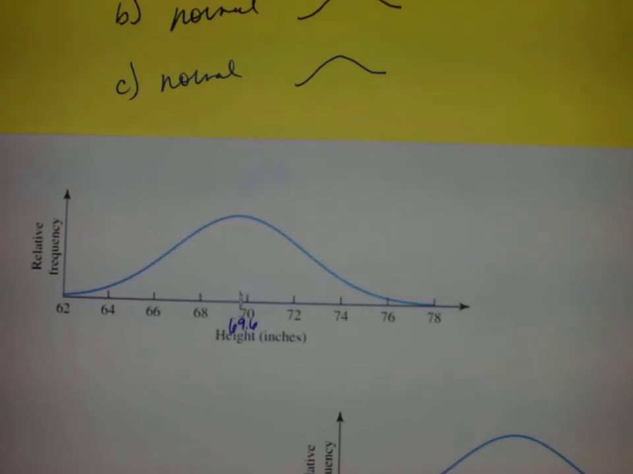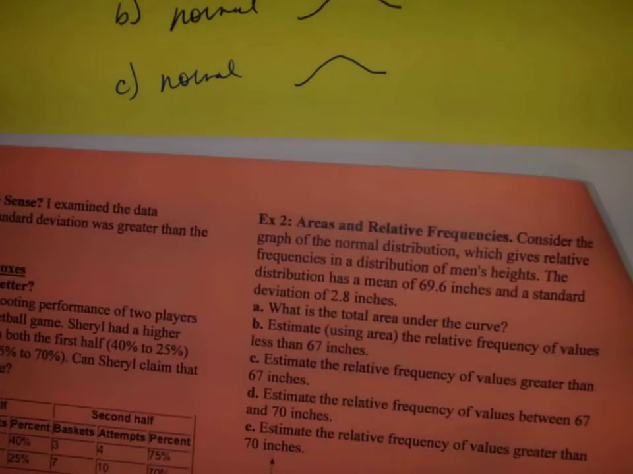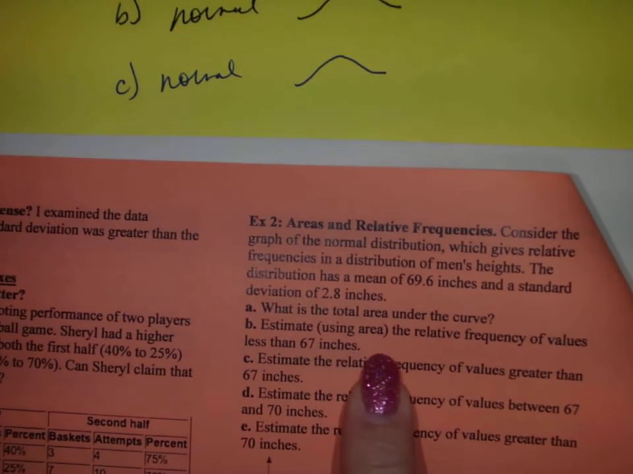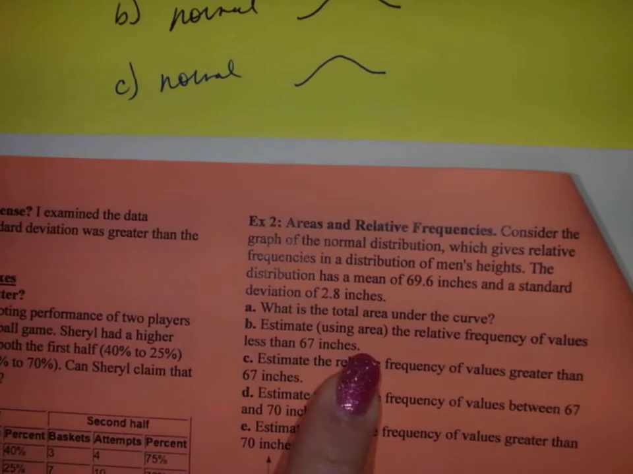Right, mean? Yes. And if it's a normal distribution, it's also the same as our median and our mode, right? 69.6. And we've got a standard deviation of 2.8. So at this point, that part doesn't matter a whole bunch. So we want to find out, we're going to estimate the area of the relative frequency values that are less than 67.